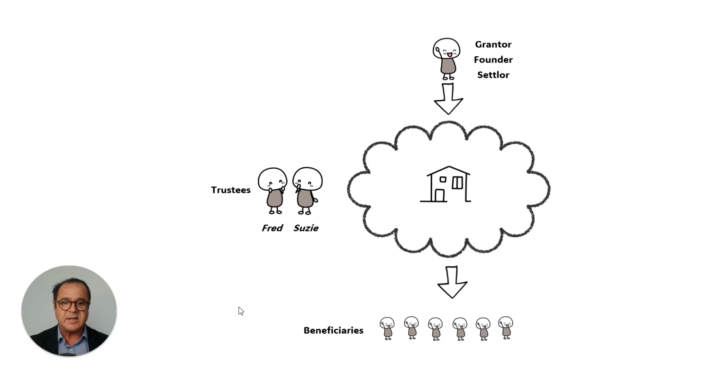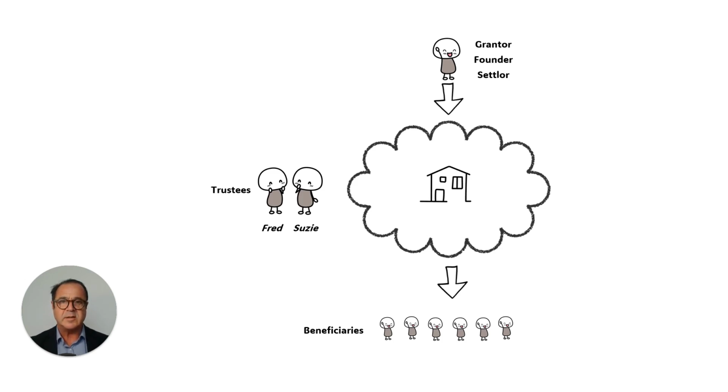Third certainty is certainty of objects. And for most trusts around the world, the objects of a trust are the people who will get the benefit of the trust. In other words, the beneficiaries. We need to know who the beneficiaries are, and there are some quite complex rules, but at its heart we need to be able to tell if somebody is a beneficiary or not.